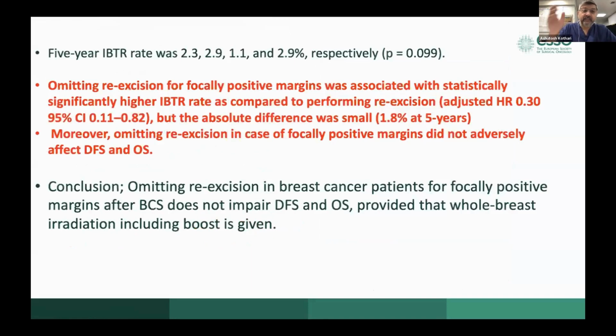And what happened when we looked at the data at 5 years was omitting re-excision for focally positive margins was associated with a statistically significant higher recurrence rate in the breast as compared to re-excision, but the absolute difference is about 1.8% at 5 years. Moreover, omitting re-excision in the case of focally positive disease did not adversely affect the two important points of all trials, disease-free survival and overall survival. So if we look at tumor biology and we decide in certain patients, certain age groups, not to radiate or not to re-excise, I think that's a decision for the MDM.